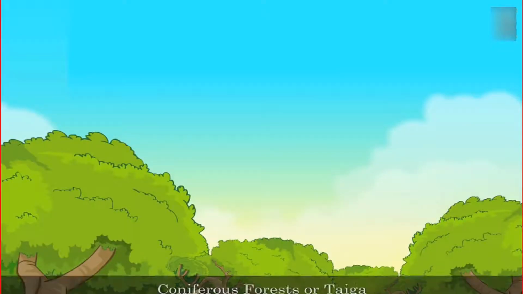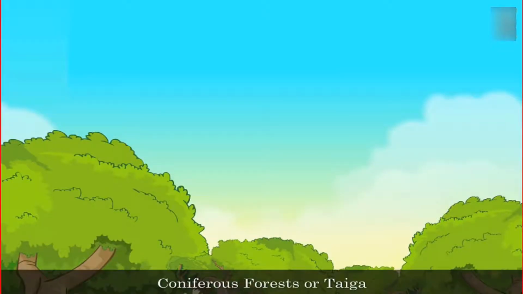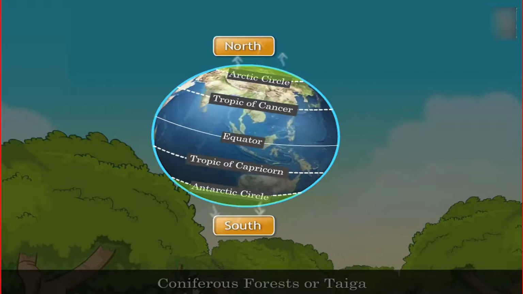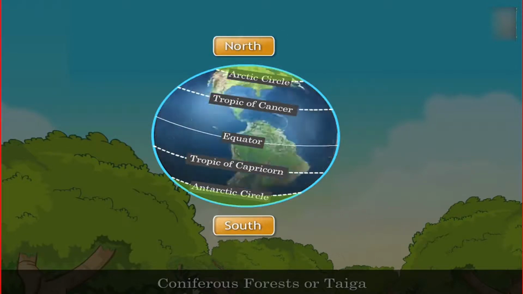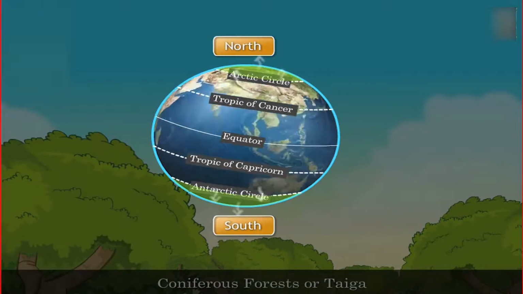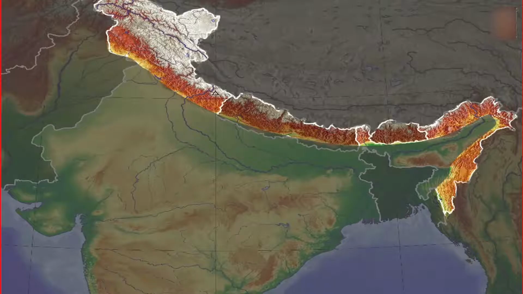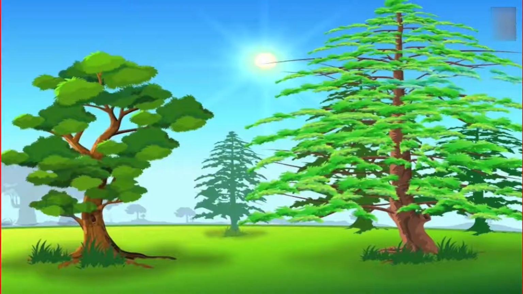6. Coniferous forests or taiga. Coniferous forest ecosystems are found in regions of the earth that experience somewhat long and cold winters, mostly at the higher altitudes. Coniferous forests are found in the Himalayan region in abundance. The trees of the coniferous forests are tall and evergreen.